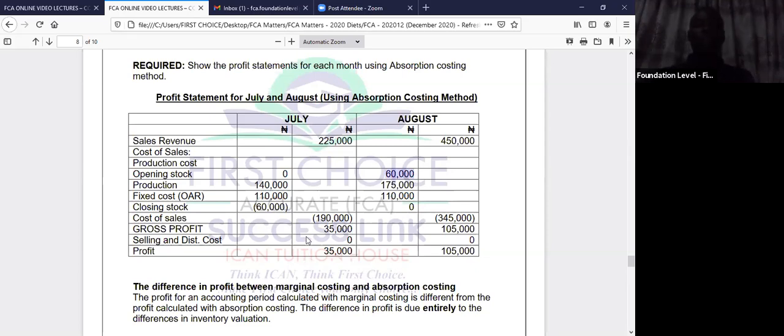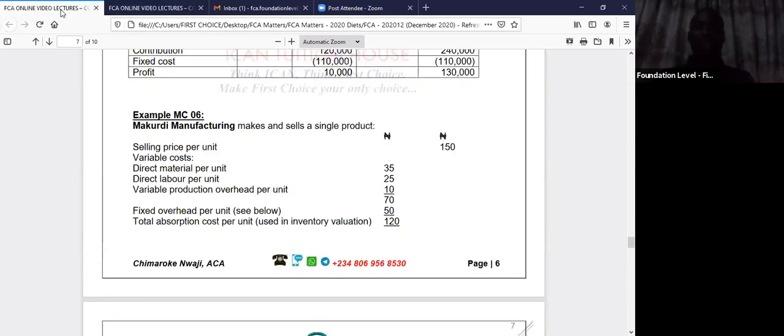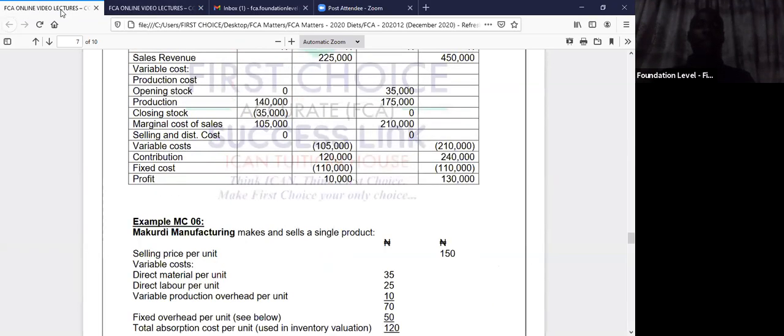And so it gives us gross cost of sales 190 here, gross profit is 35, and your profit is 35 here, and 105. Now, can you see something here? I'll be bringing these two side by side so that we'll be seeing something which I want to highlight.